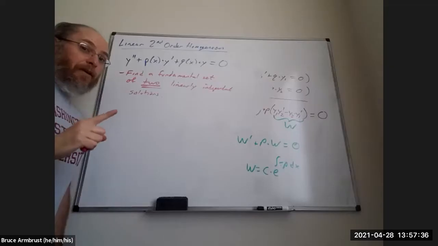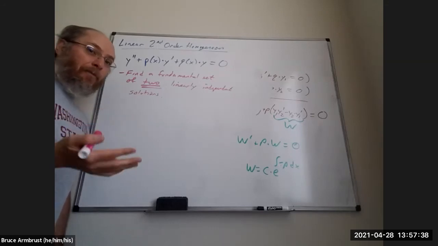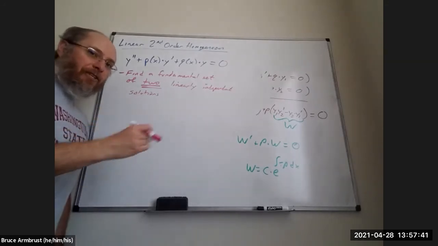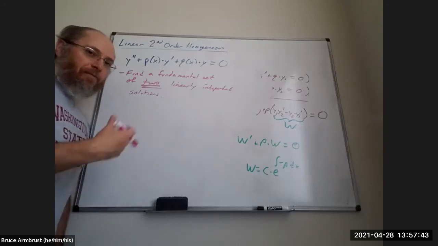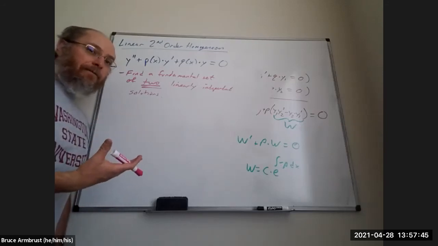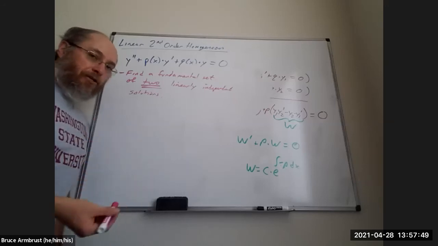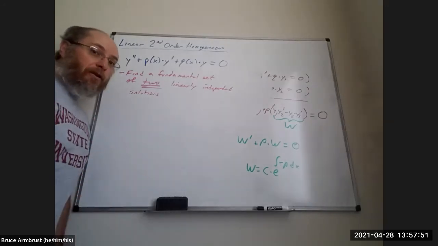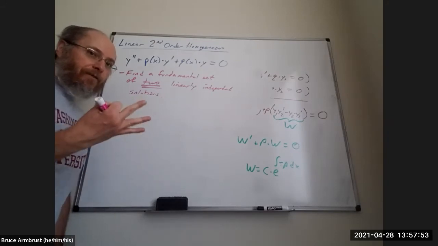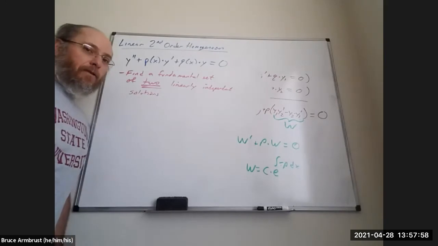So first order, we only had to find one. And you may remember all of our things, it was whatever that function is, times c, plus c. There was always just the one function. Now we're going to go to 2. If it was third order, your fundamental set's going to have 3 in it. Fourth order, it's going to have 4, and so on and so forth.